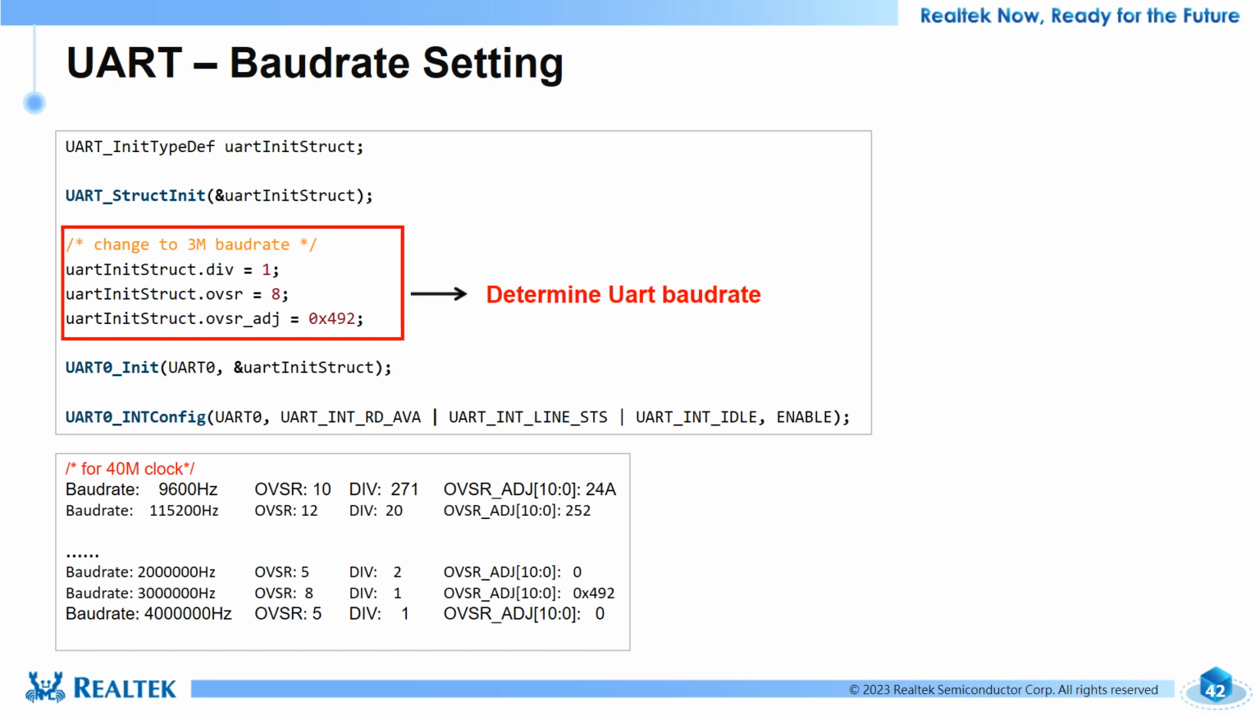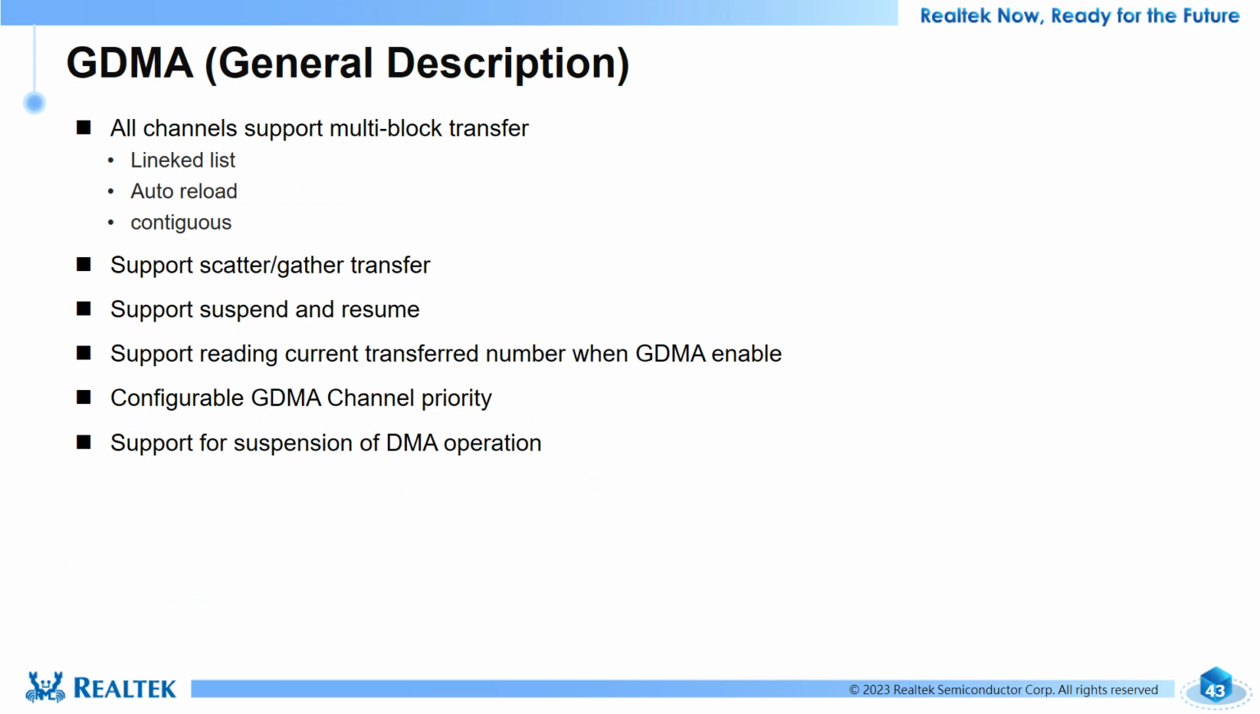When the UART is initialized, the baud rate of the UART can be adjusted by setting DIV, OVSR, and OVSR-ADJ. Next, I will introduce the usage of GDMA. All channels of GDMA support multi-block transfers, scatter-gather transfer, reading current transferred number when GDMA enable, suspend and resume. Configurable GDMA channel priority.